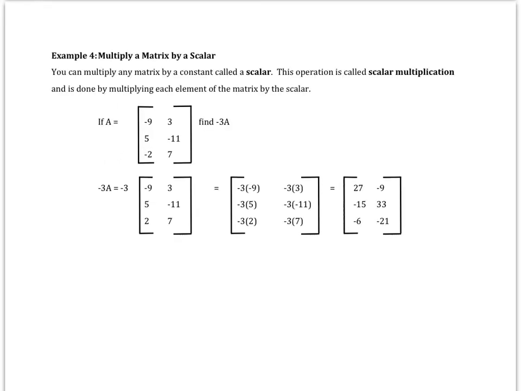In example 4, we are going to multiply a matrix by a scalar. You can multiply any matrix by a constant called a scalar. This operation is called scalar multiplication, and it's done by multiplying each element of the matrix by the scalar. If A equals the matrix shown, then find negative 3A. To find negative 3A, we would multiply negative 3 times each element in the matrix.